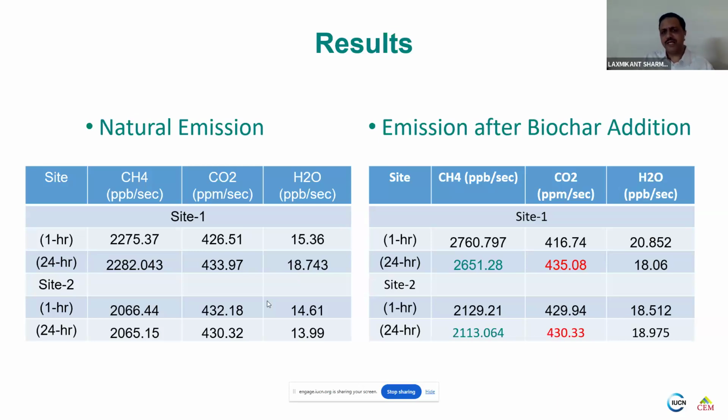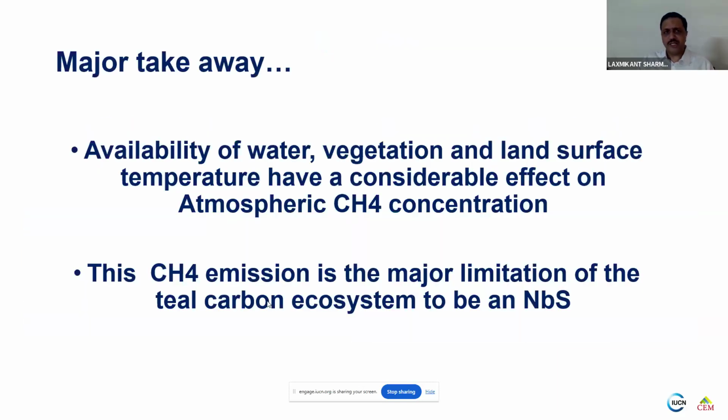So this type of study is showing the emission before and after the biochar addition. If biochar is added in polluted water, then it can be a sink for that particular greenhouse gas emission. So this study's major takeaway is that the availability of water, vegetation, and land surface temperature, LST, have a considerable effect on the atmospheric methane concentration.